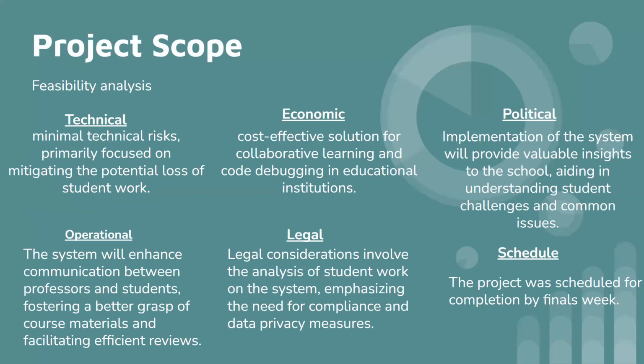So we looked at different things that could be obstacles and we worked on them. So for feasibility analysis, we have 6 main points. For the technical, we didn't have that many risks. We're primarily focused on mitigating the potential loss of student work. Economic, it was a cost-effective solution for collaborative learning. For political, we were aiding in understanding student challenges and common issues.